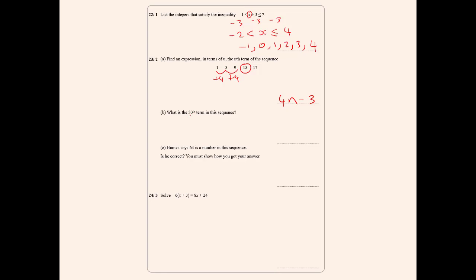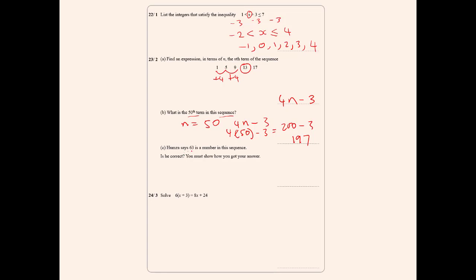What is the 50th term in this sequence? Now, when you find the 50th term, we need to substitute n equals 50 because the term number is 50. So in this nth term, 4n minus 3, let's substitute 50 in there. That's 4 times 50 minus 3, which is 4 times 50 is 200, minus 3, which is 197.